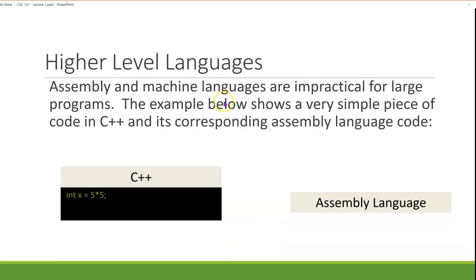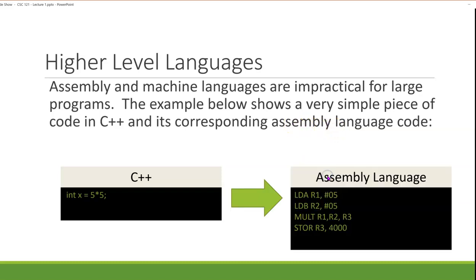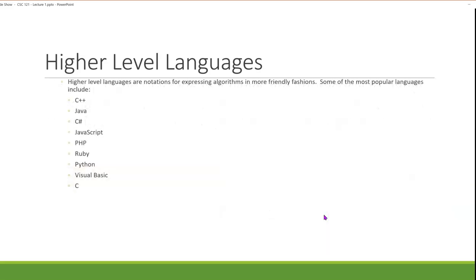Lower level languages, such as assembly and machine languages, are impractical for large programs. It's just almost impossible to understand. If we had a very simple piece of C++ code that multiplied two numbers, this is what it looks like in assembly. That's a lot of work to understand.